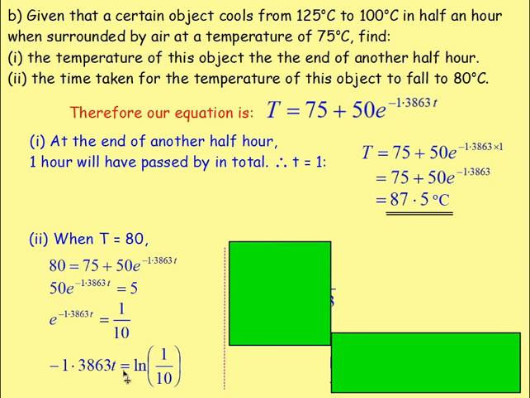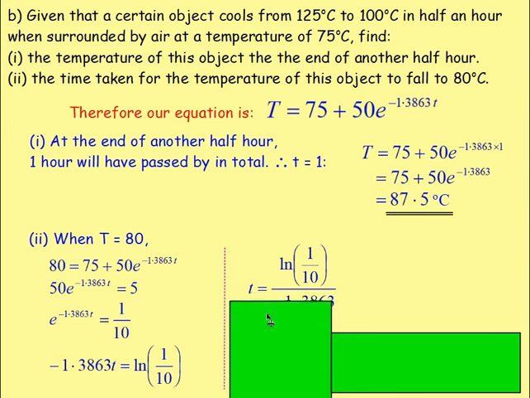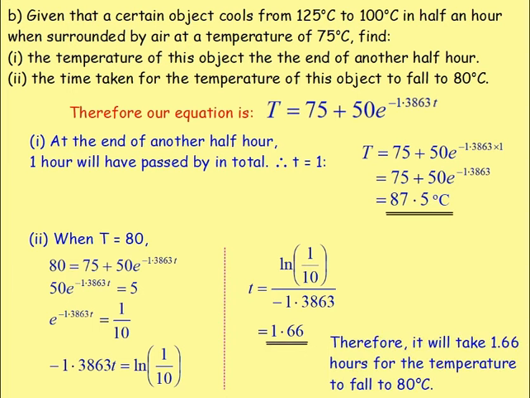To find the value of t then, we would have ln 1 over 10 divided by that decimal there. So t would equal, and that becomes 1.66. Therefore, you can finish that off by saying it will take 1.66 hours for the temperature to fall to 80 degrees. And that is your answer.